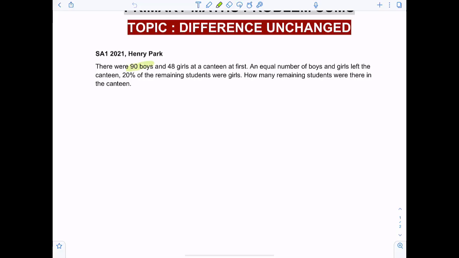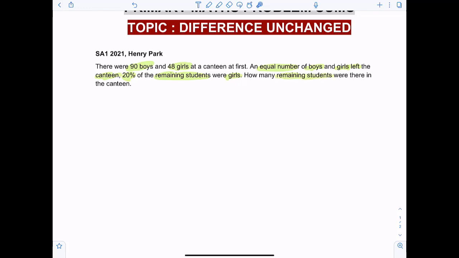There were 90 boys and 48 girls at the canteen at first, and an equal number of boys and girls left the canteen. 20% of the remaining students were girls. How many remaining students were there in the canteen?